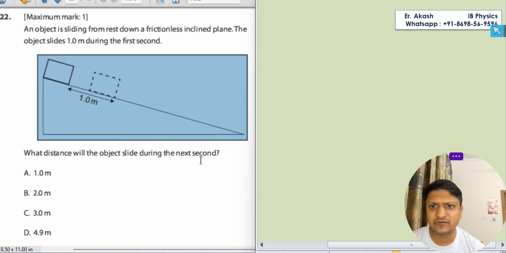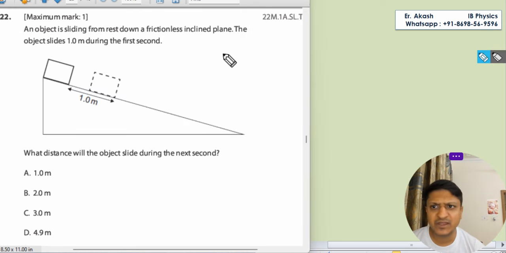So we have another question to do, and the question says an object is sliding from rest down the frictionless inclined plane. The object slides 1 meter during the first second. And what distance will the object slide during the second?